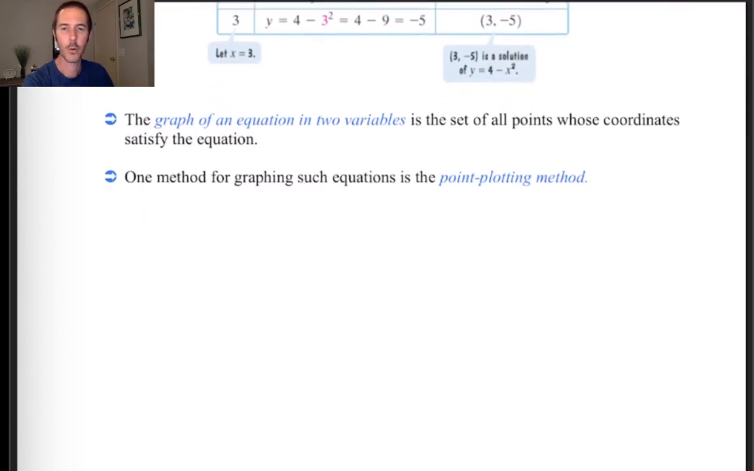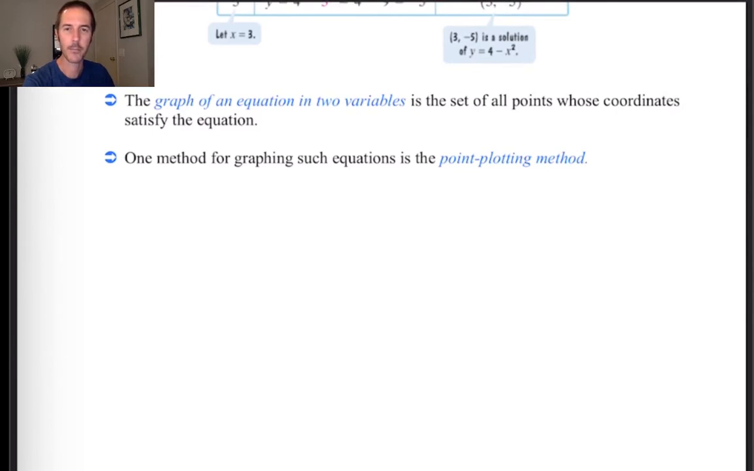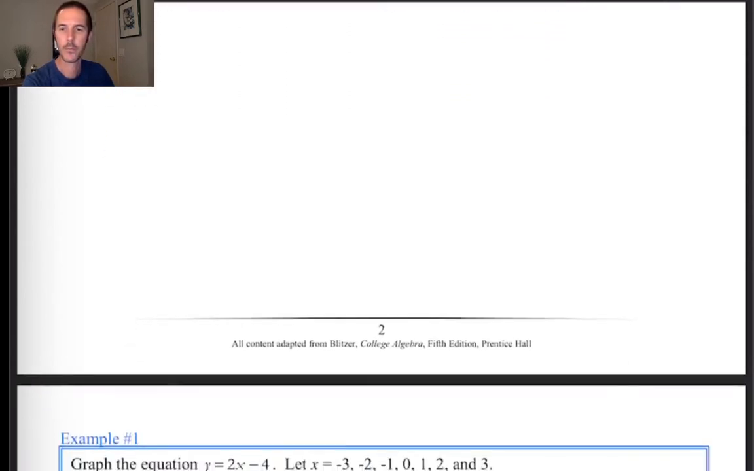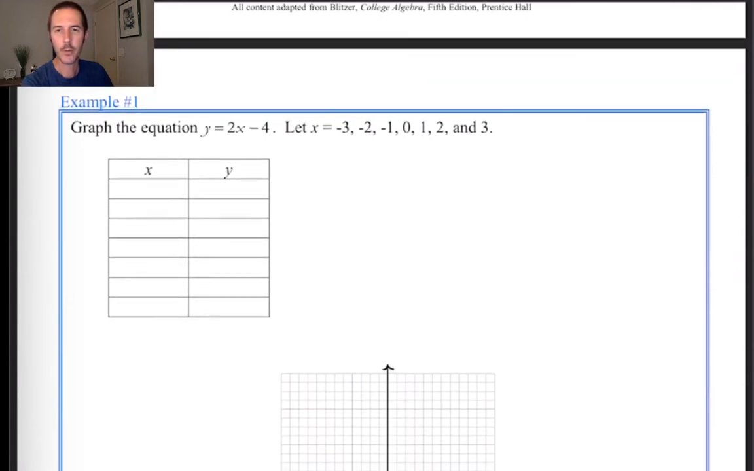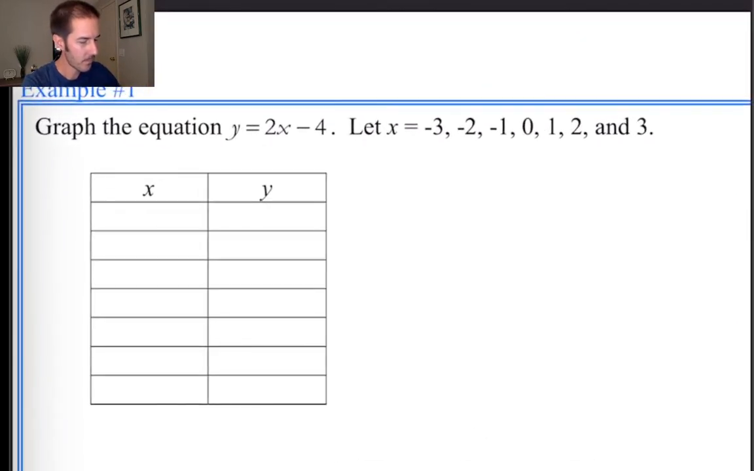And that is the point plotting method. If we're going to graph this equation, we can take these x values and plug them in one at a time and generate the corresponding y values. Let's just use 3 x values. How about -3, 0, and +2.